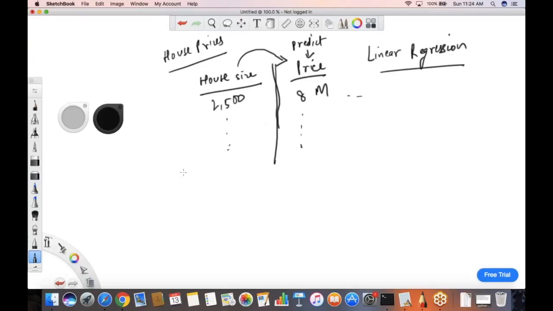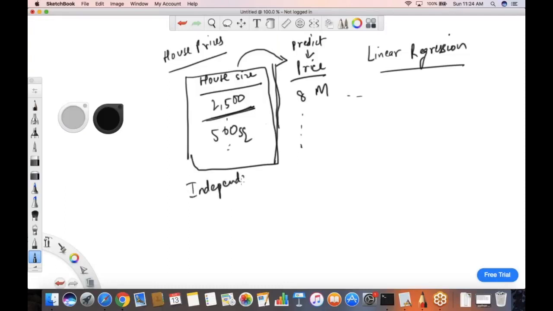So we can all agree upon the fact that the size of a house has a lot of dependency on what its price is going to be. So let's say a 500 square feet home will not be as pricey as a 2,500 square feet home. There are many other factors that come into the picture, for example, the location of a house and whatnot. To keep things extremely simple, we are only going to concern ourselves with this one variable, which we will call the independent variable. And this will be the dependent variable.